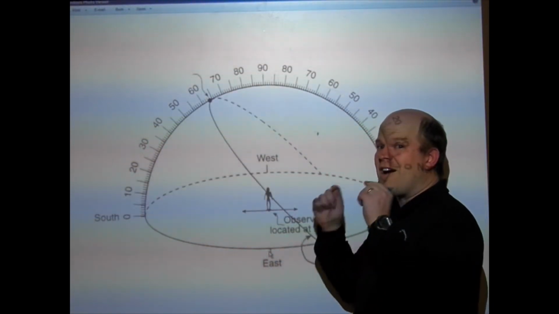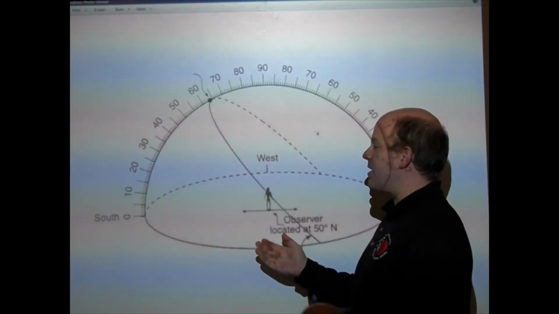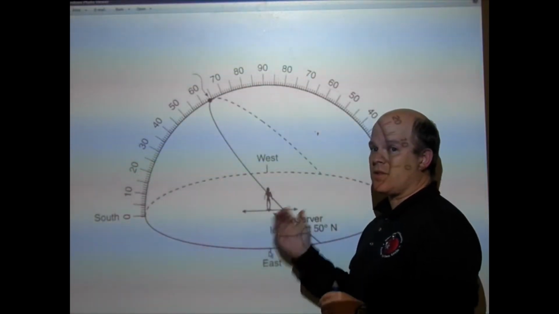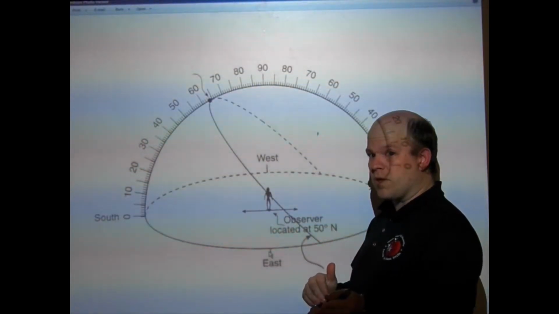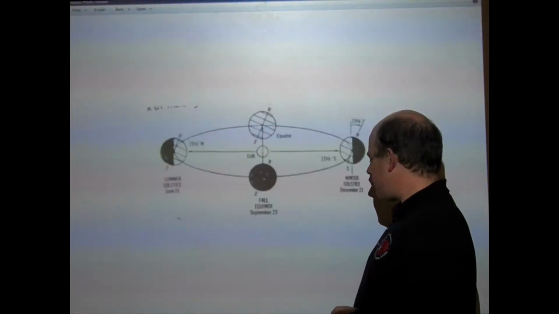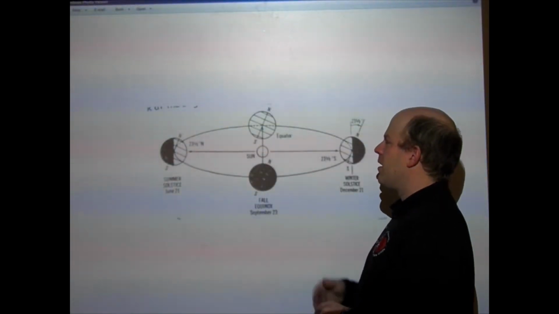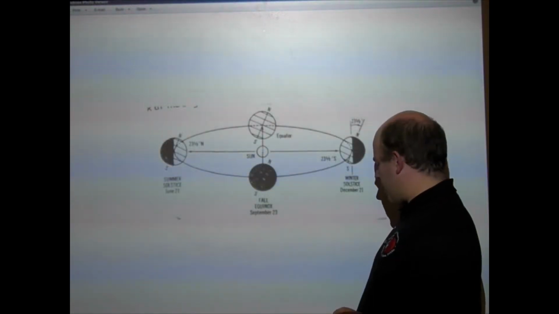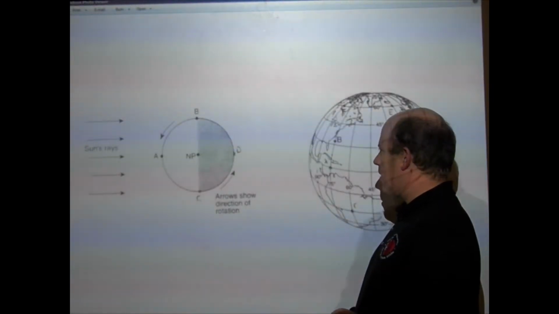Remember, spring and fall are exactly the same amount of daylight because they're equinoxes. So it's the same days, March 21st, September 21st. Okay? So, moving on to the next one. Actually, we're going to come back to that one.